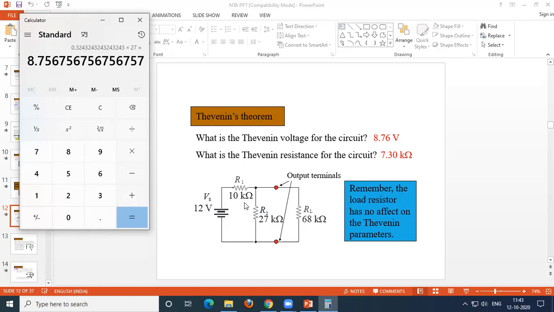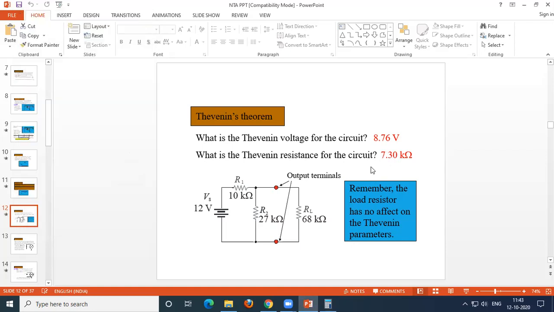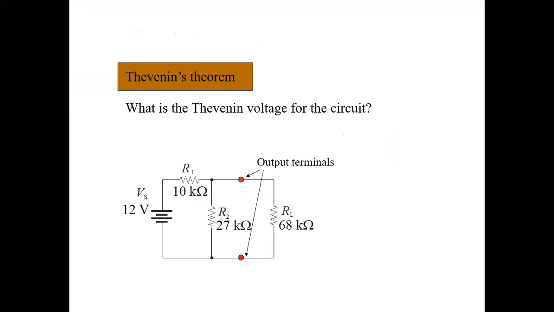If the two resistances are in parallel form, our equivalent resistance is R1 into R2 divided by R1 plus R2. Here R1 into R2 means 10 multiplied with 27, divided by R1 plus R2, which is 37. So that gives 7.297, or approximately 7.30 kilo ohm. These are the values of the Thevenin's resistance and the Thevenin's voltage.